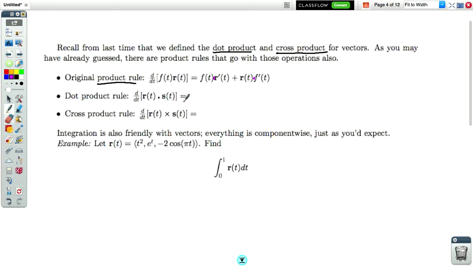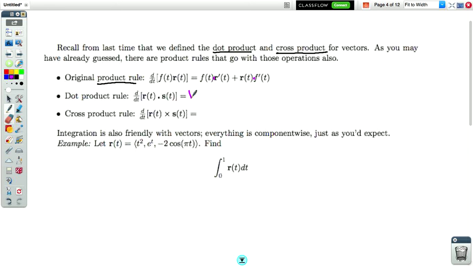So let's see how this works. In this case, we have two vectors, r and s, and I'm dotting these two together. So I'm doing r of t dot s of t, the dot product of these two vectors. If I want to differentiate those, it's basically the same as the original product rule, except this dot is going to turn into the dot product.